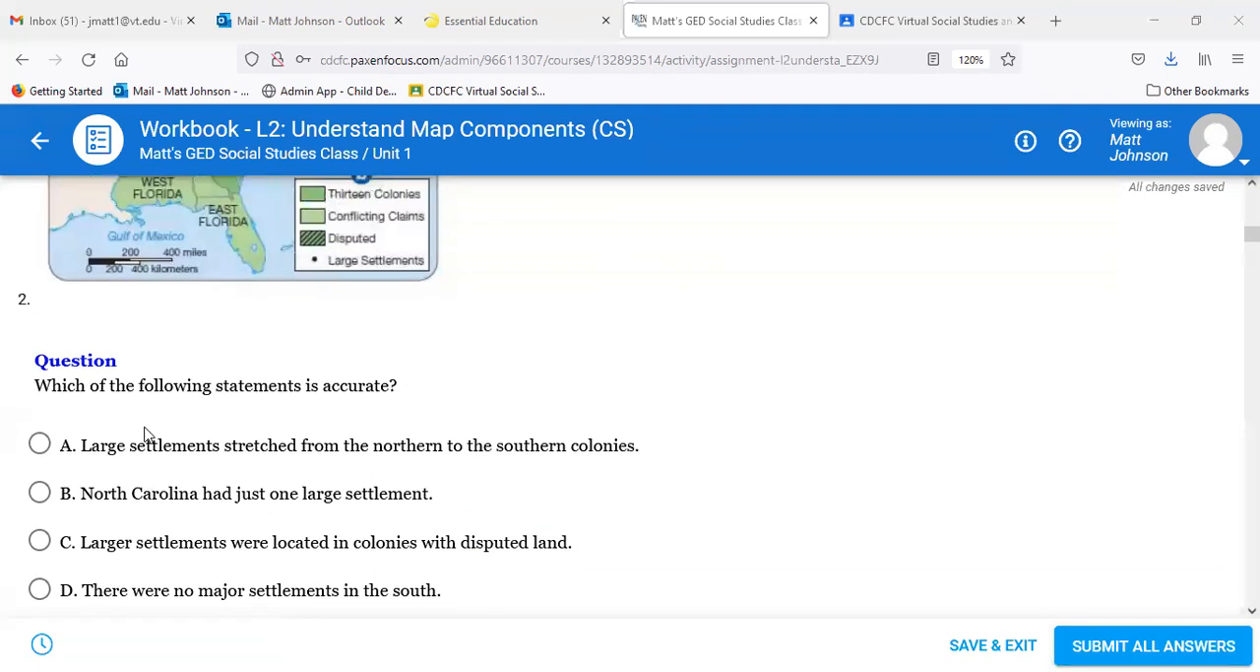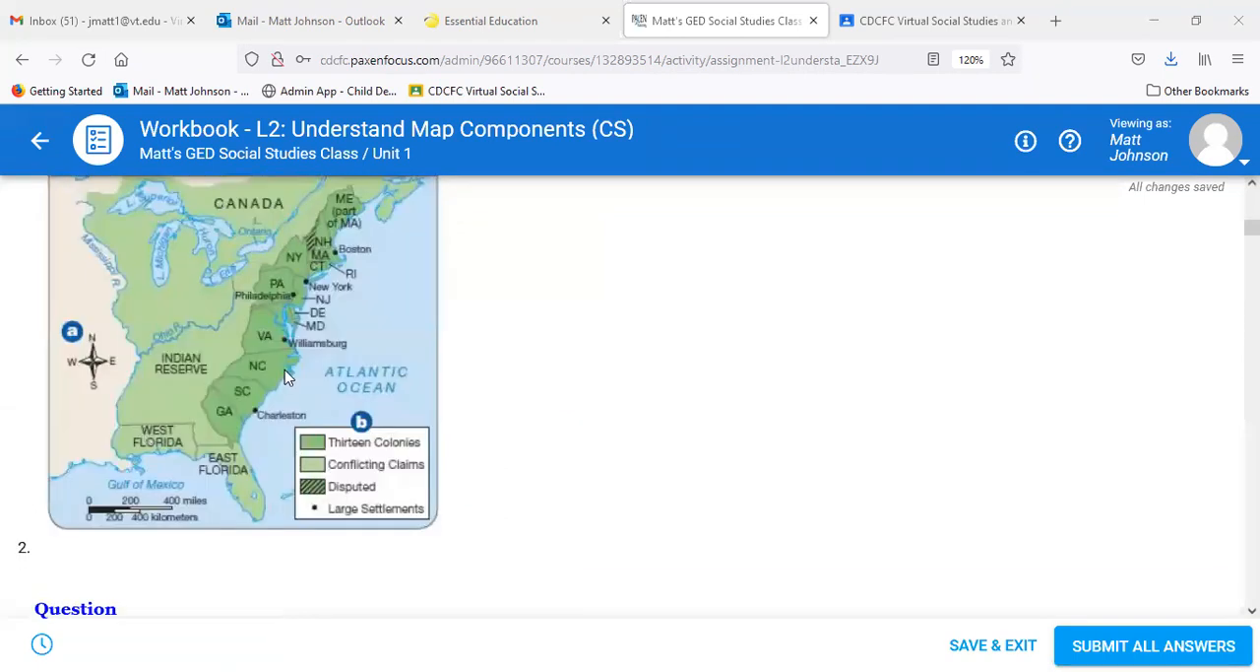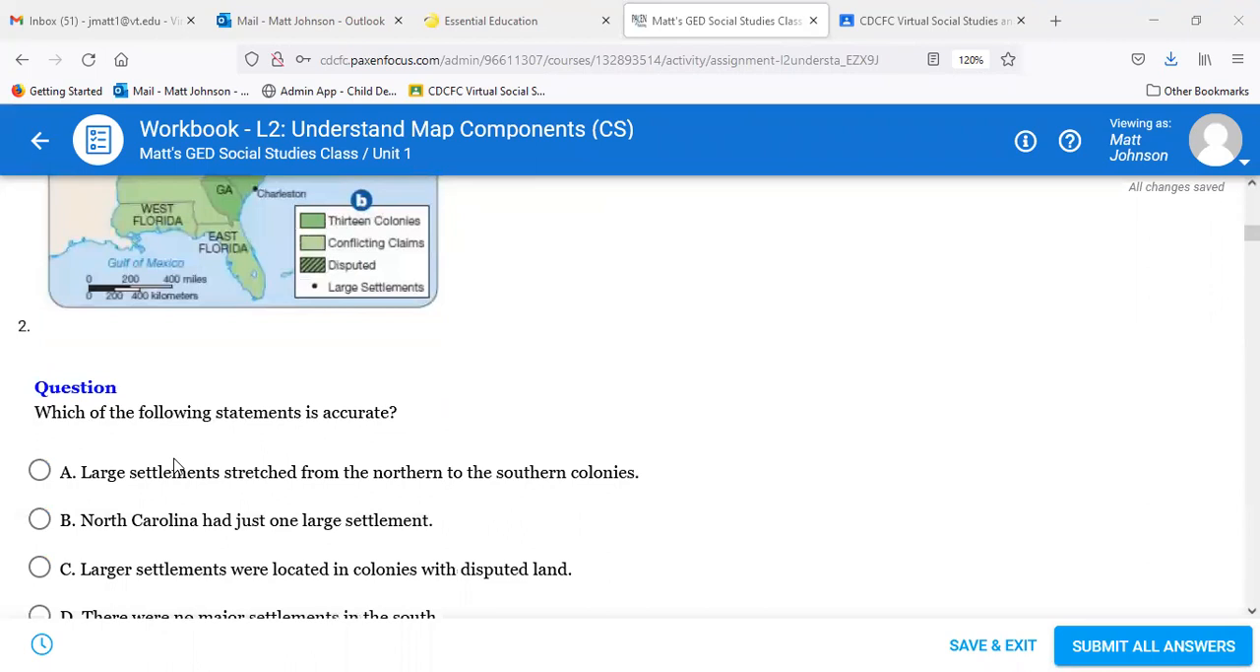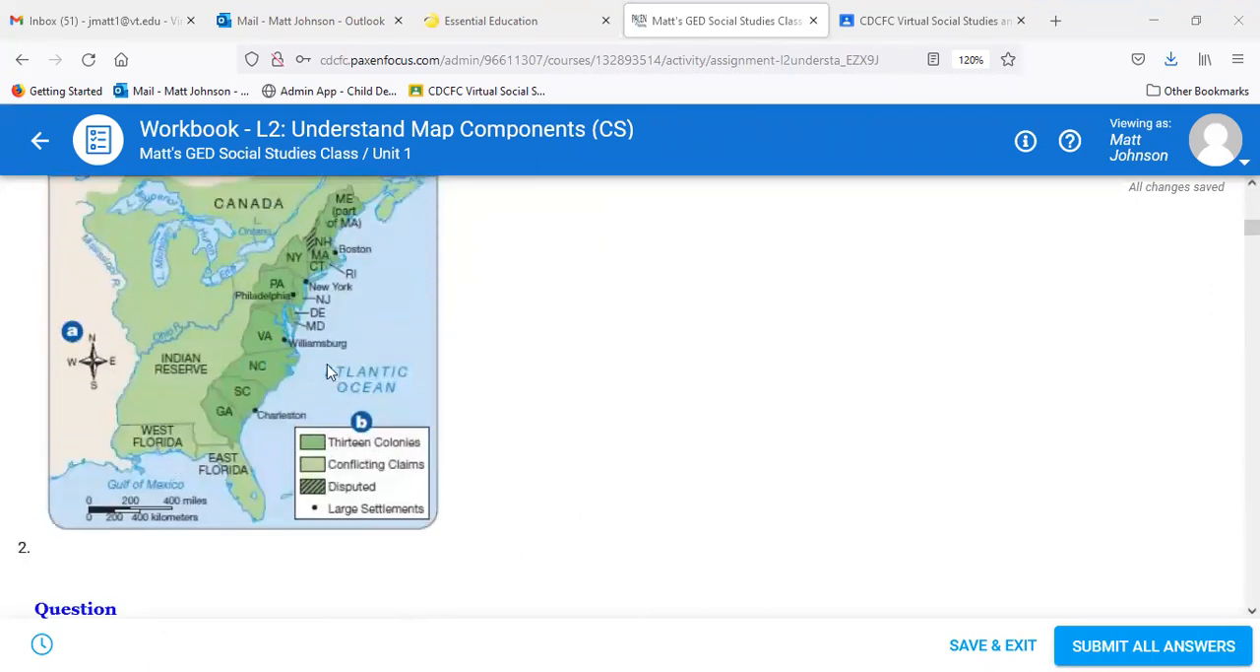And B, we can eliminate because there are no large settlements at this point, as they claim. A, large settlements stretch from the northern to the southern colonies. Almost, but we do miss some points here because when we get to Georgia and North Carolina, it doesn't actually stretch all the way down. So that's a bit of a problem.